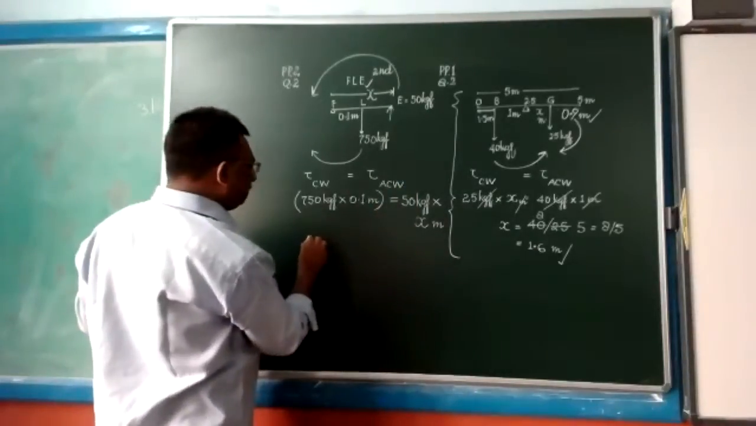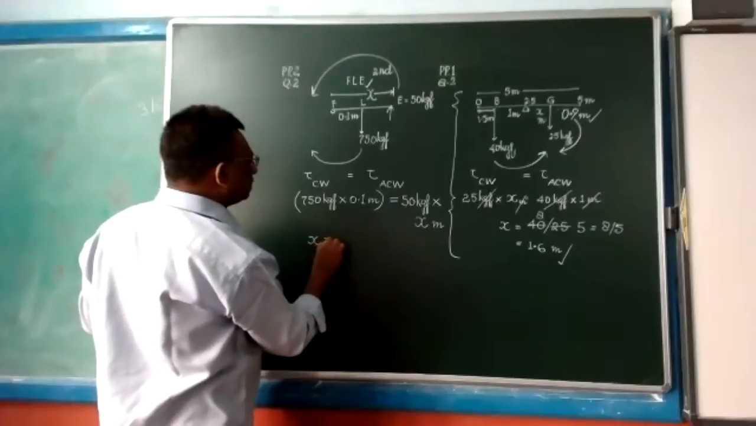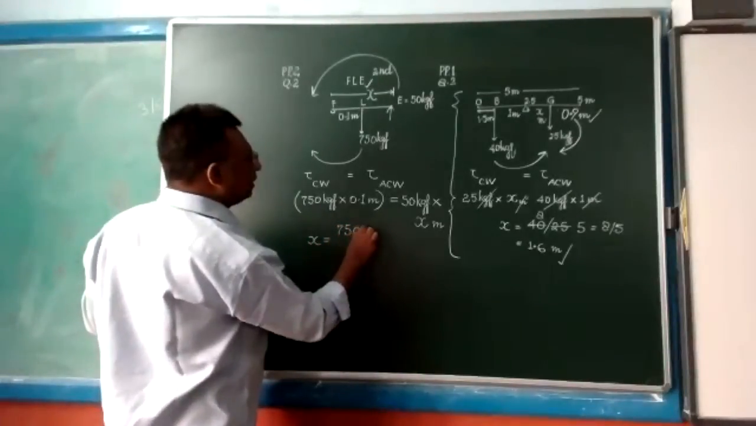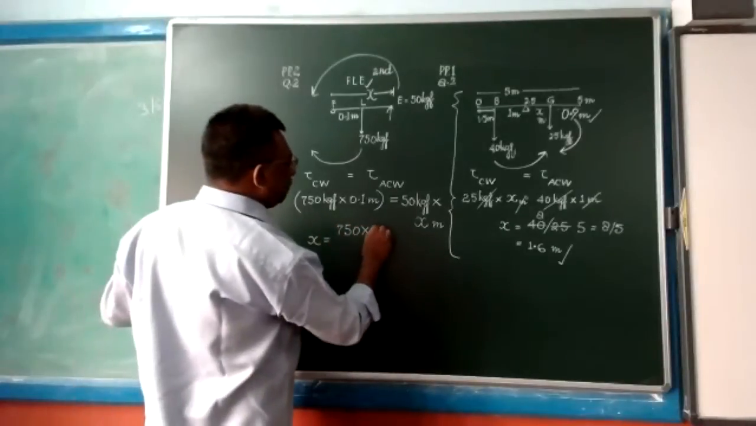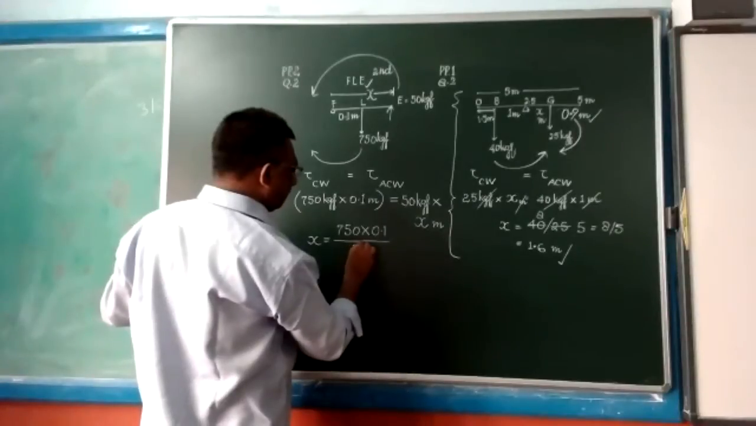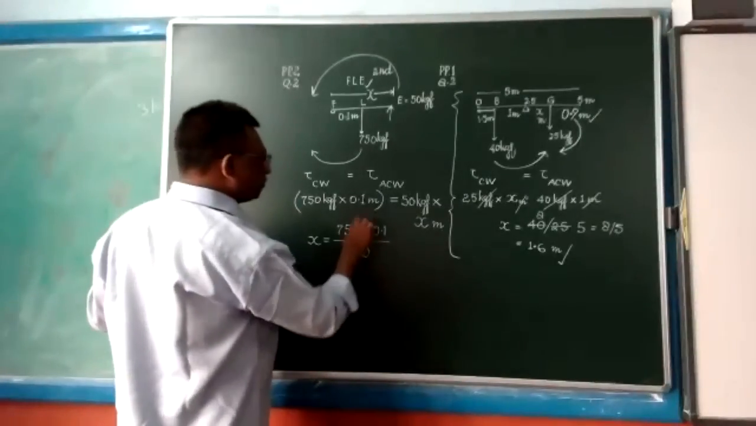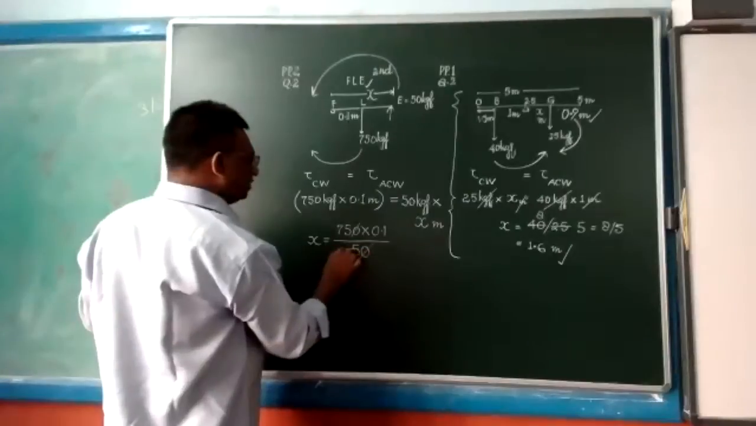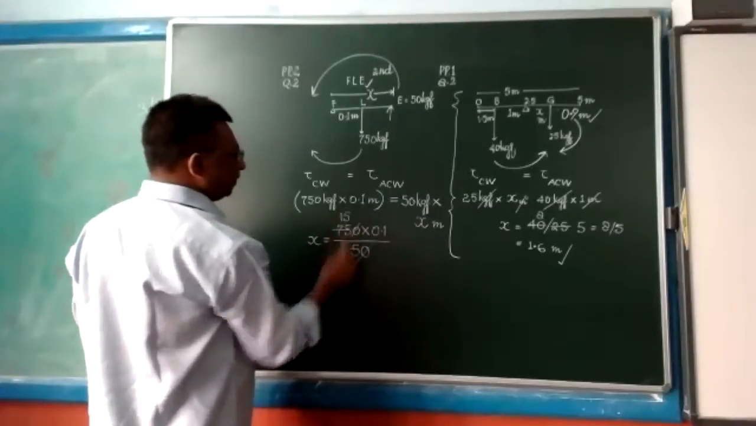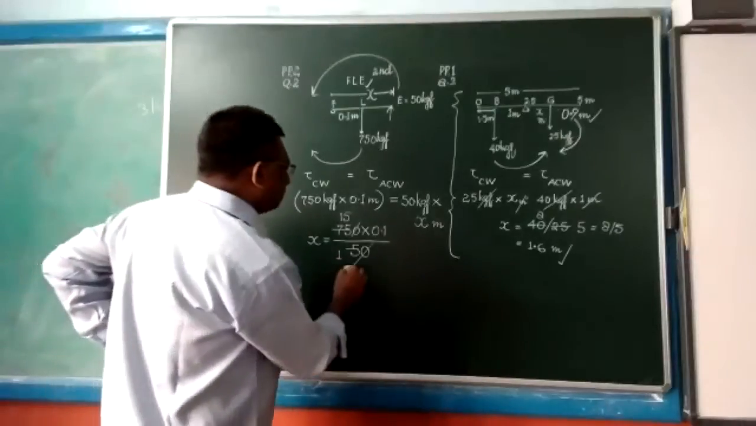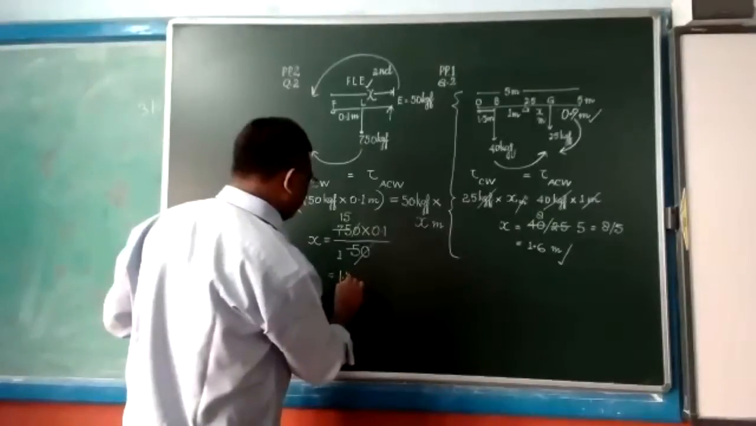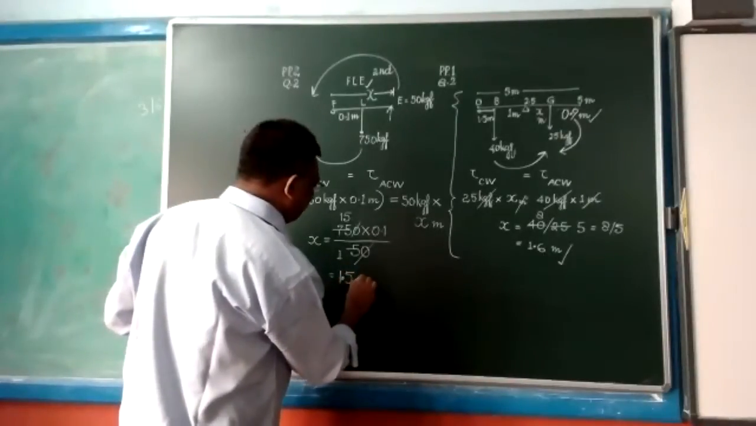So now it is simplified for x. So x equal to 750 into 0.1 divided by 50. Identical units are cancelled. 0 cancelled. 5 ones are 5, 5 fives are 25... okay. How much is it coming? It is 1.5. 1.5 meter.